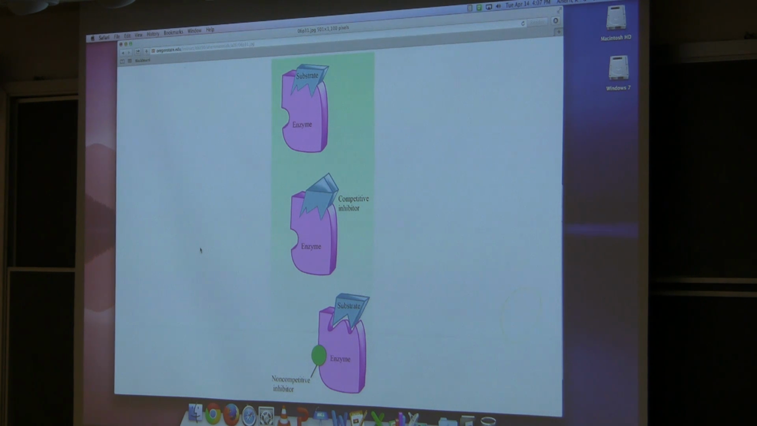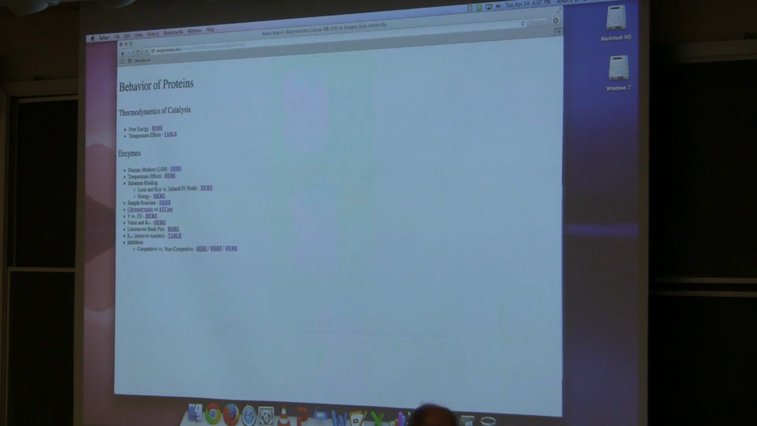So for competitive, Vmax doesn't change, but the Km increases? Yes. Okay. So for competitive, Vmax does not change, but the Km increases. For non-competitive, the Vmax decreases, but the Km stays the same. Okay? All right, folks, that's the end of the material for the first exam. Woo! Celebrate, right? Okay. Excellent.